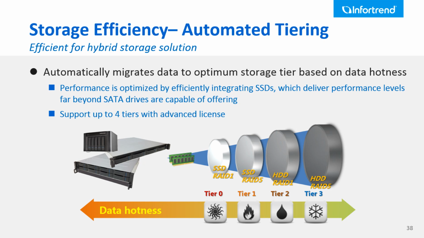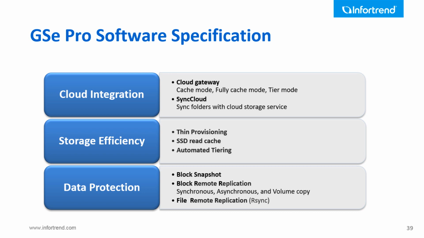In the last slide is shown the GSe Pro specification. Cloud integration, which includes cloud gateway, cache mode, fully cache mode, tier mode, sync cloud with sync folders with cloud storage, and storage efficiency: thin provisioning, SSD cache, automated tiering, data protection with block snapshot, block remote replication, synchronous, asynchronous, and volume copy, and file remote replication, which is rsync.